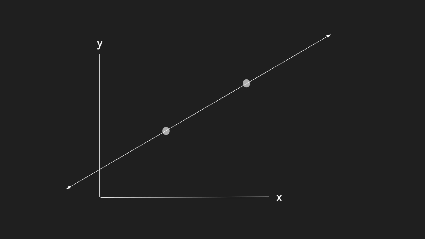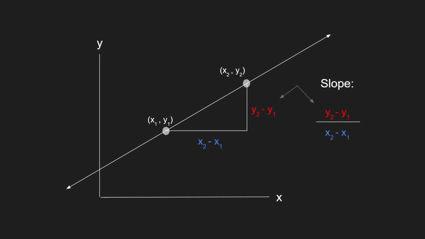In Algebra 1, you know that 2 points on a graph make a line, and you interpret the slope of the line as the rise over run between the 2 points. Specifically, the slope between 2 points is the difference in their y-coordinate divided by the difference in their x-coordinate.